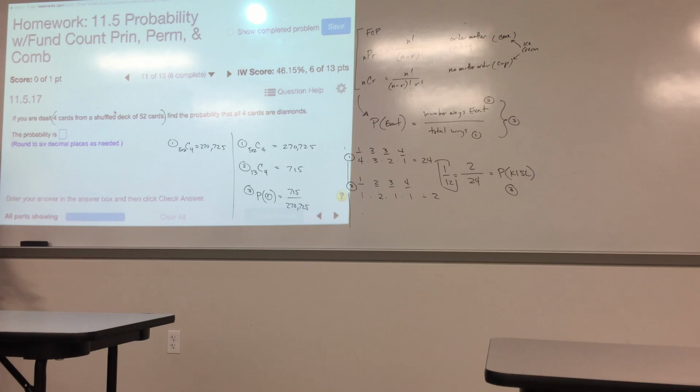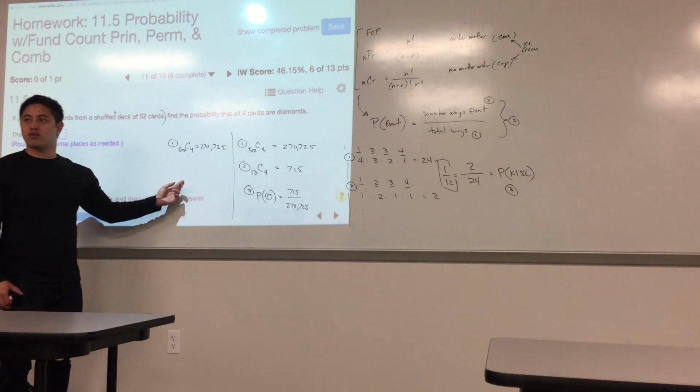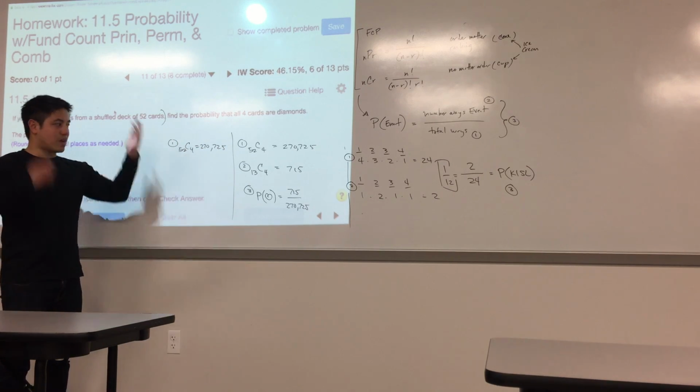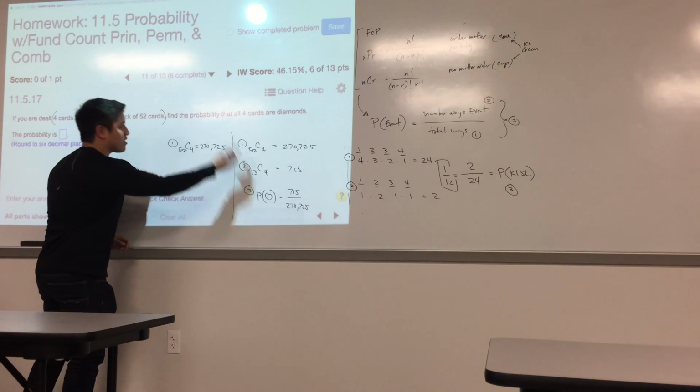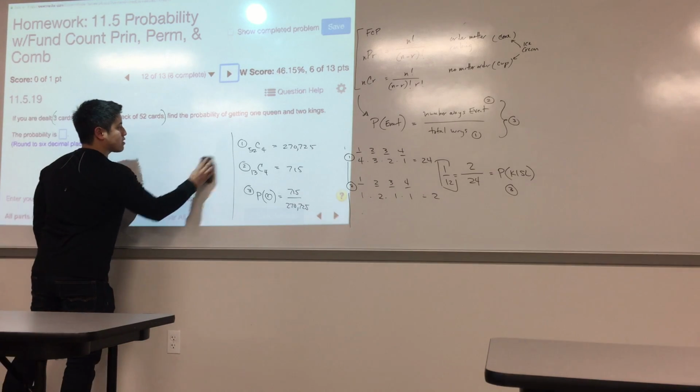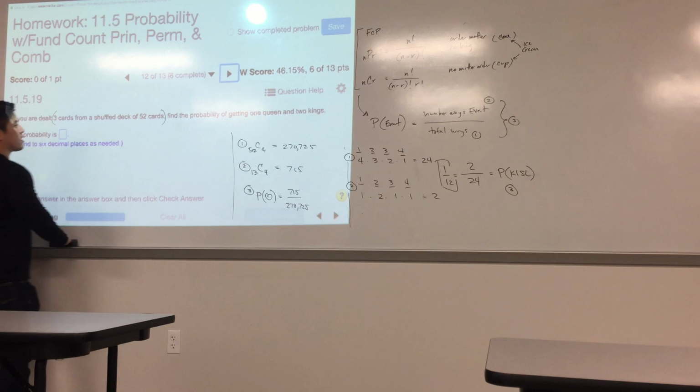Is this any different from what we just did? No. Are there still 13 cards that are diamonds in the deck? Yeah. Are we still selecting 4? Yeah. So the answer is exactly the same as what we just got. Does that make sense, everybody? Okay, so I'm not going to keep going. All right, now let's do this one together, okay? So I'm going to erase this, okay?